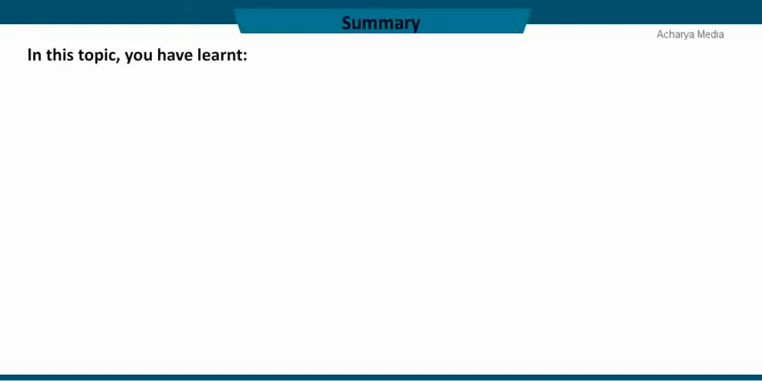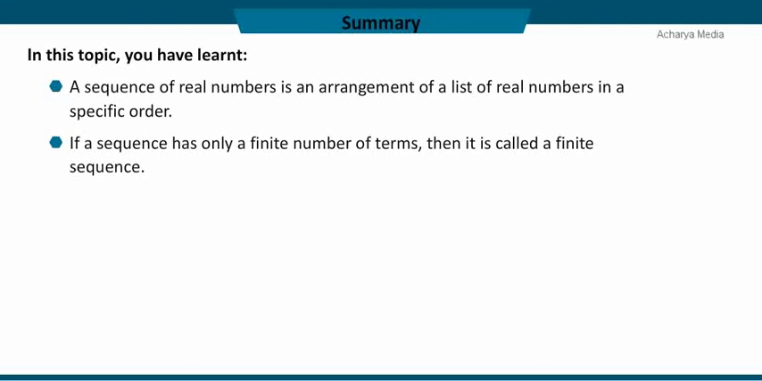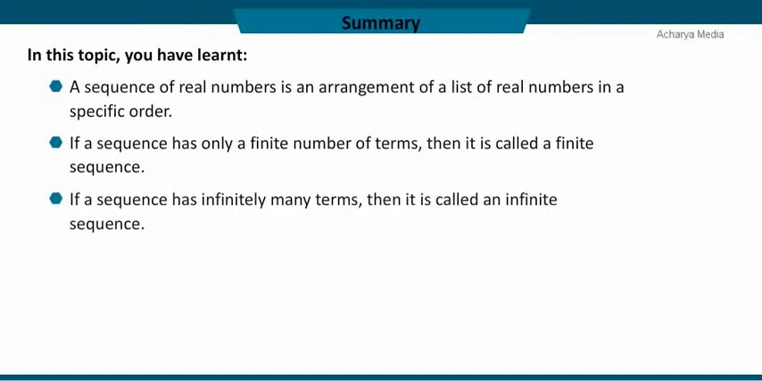In this topic, you have learnt that a sequence of real numbers is an arrangement of a list of real numbers in a specific order. If a sequence has only a finite number of terms, then it is called a finite sequence. If a sequence has infinitely many terms, then it is called an infinite sequence.